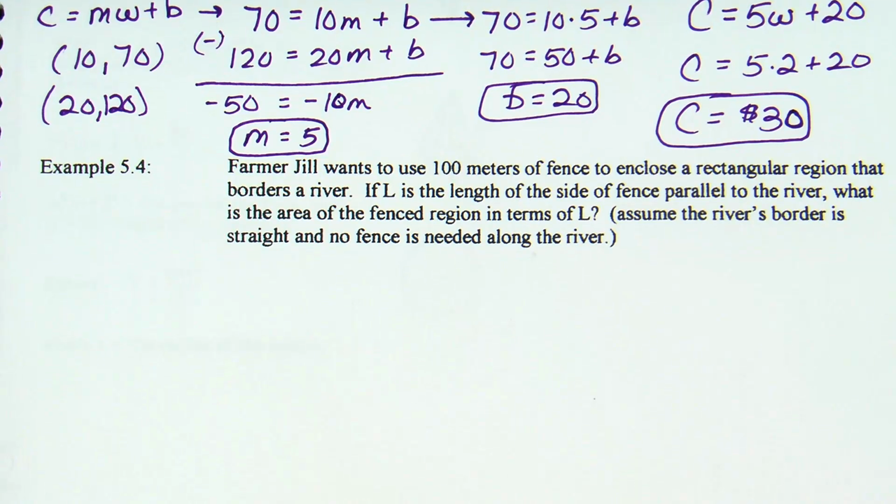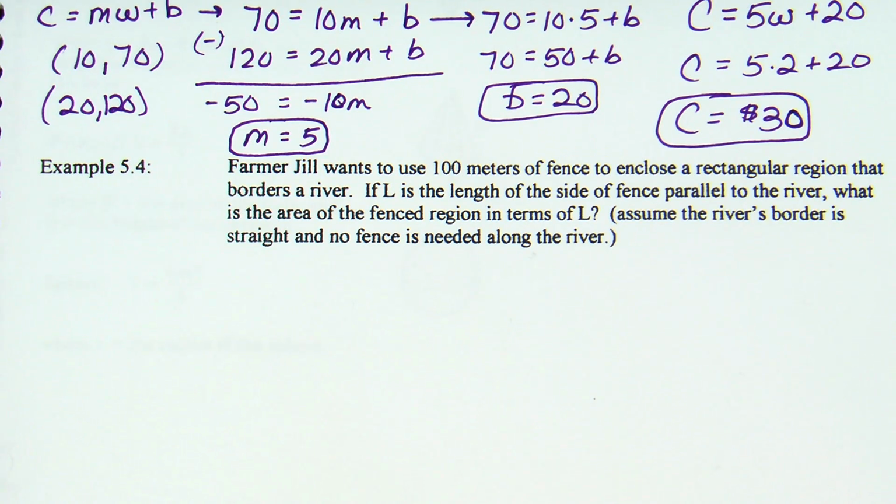I mentioned yesterday that the Saxon book kind of likes to preview upcoming events, I feel like. This is one of those things they're trying to preview. This is a skill you need for something else later on down the road. So just kind of beware there. Farmer Jill wants to use 100 meters of fence to enclose a rectangular region that borders a river. If L is the length of the side of fence parallel to the river, what is the area of the fenced region in terms of L? Assume the river's border is straight and no fence is needed along the river.